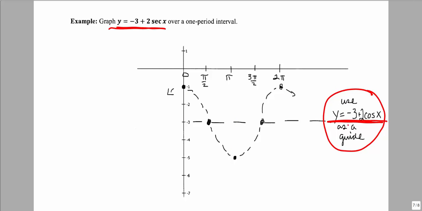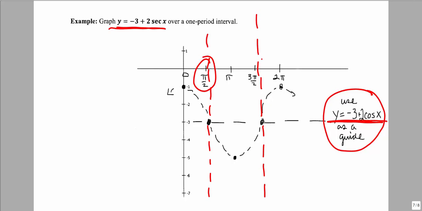So once we graph this dotted version of cosine, then we're going to use this to graph secant. When we're at the middle of the graph, these are like the x-intercepts, shifted down. And everywhere I'm at the middle of my graph, this is where an asymptote will be for secant. So I'm going to find the middle points of the graph, and those asymptotes occur at pi over 2 and 3 pi over 2.